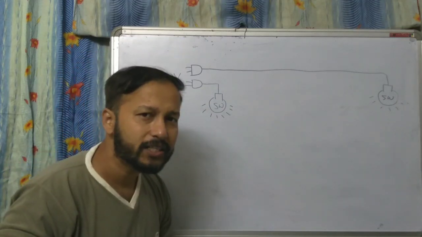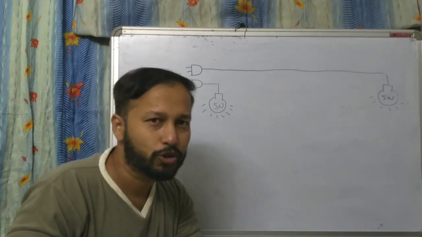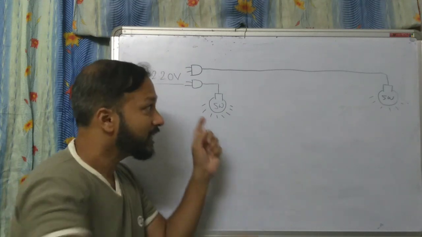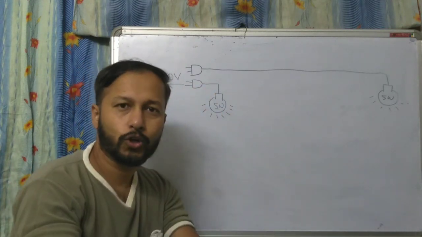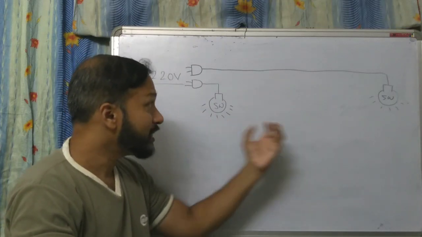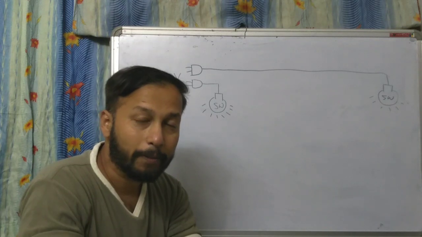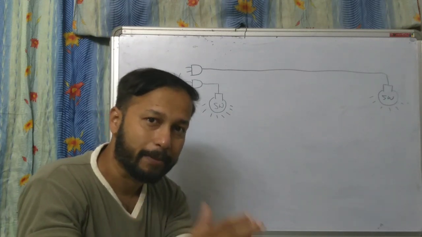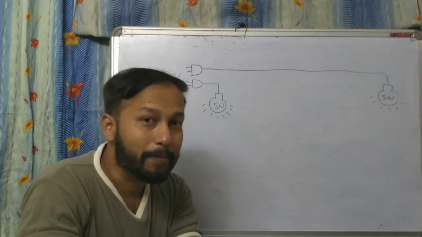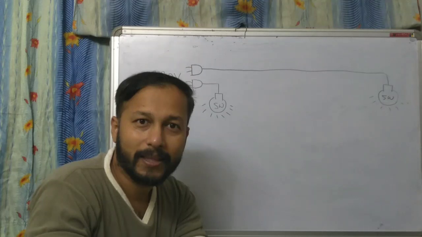Now what is the difference? The difference is just the length of the wire used by you. Here the length is very short. Here the length is too long. So do you think that the brightness of the bulb will change or the brightness of the bulb will remain the same? Yes, the brightness of the bulb will differ.